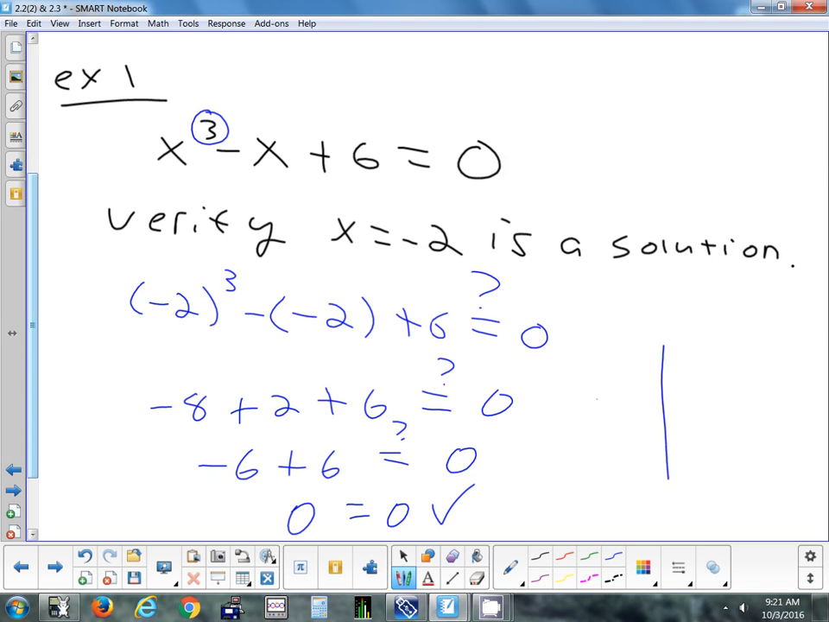The way it would have 3 solutions is if it did something like this. If it has an exponent of 3, it can turn twice. Here's your first turn, here's your second turn. That's how you could get 3. Or it might not turn at all. It might just do this, and we just get 1 solution. To know what type it is, we'd have to graph it.